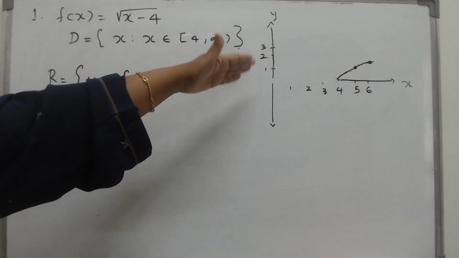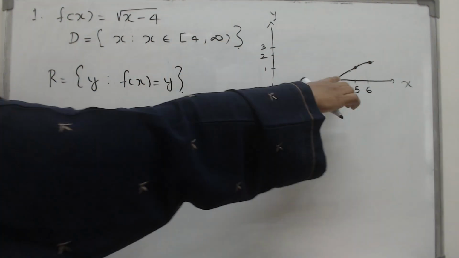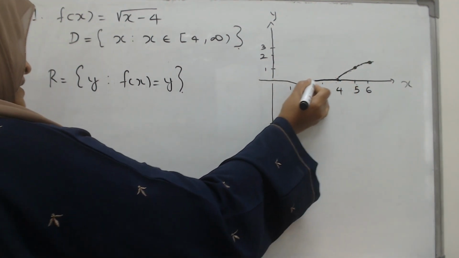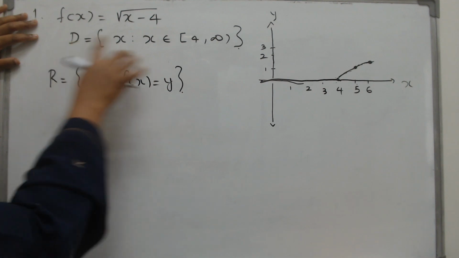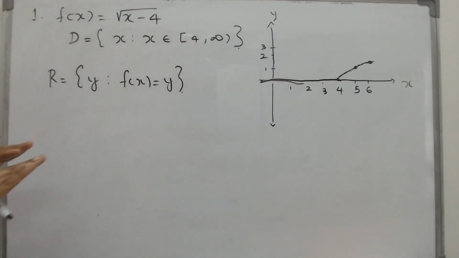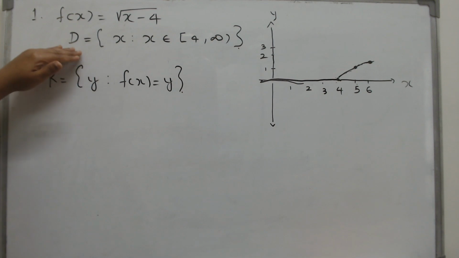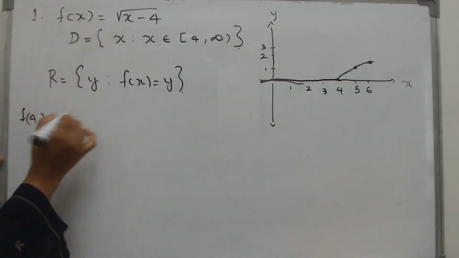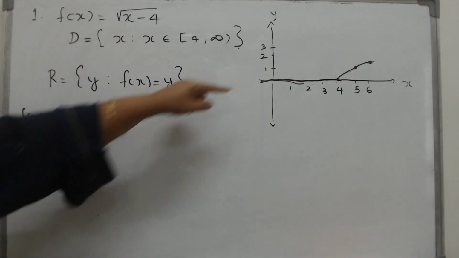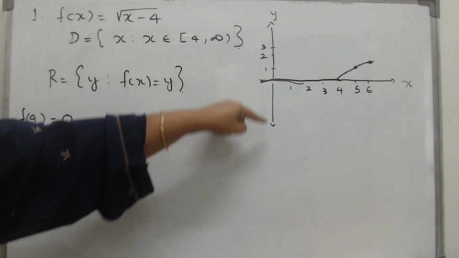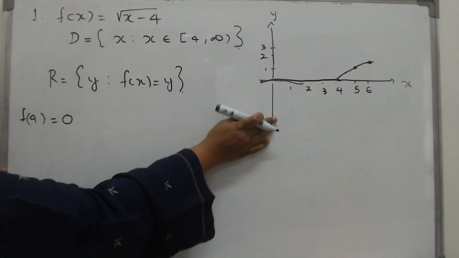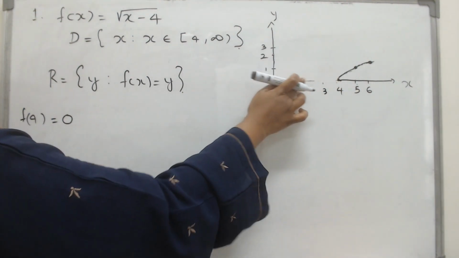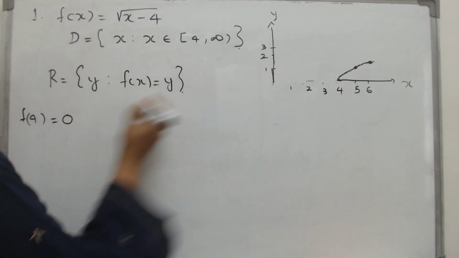Just one look at the graph will tell you. Your y is not coming below this 0. It is stopping at 0. If you see this domain, it starts at 4. The lowest number that the domain can have is 4. And corresponding to 4, your y is what? 0. So you can see that this y is not coming anywhere down. It is stopping here. So therefore, your domain starts from 4 and your range starts from 0.